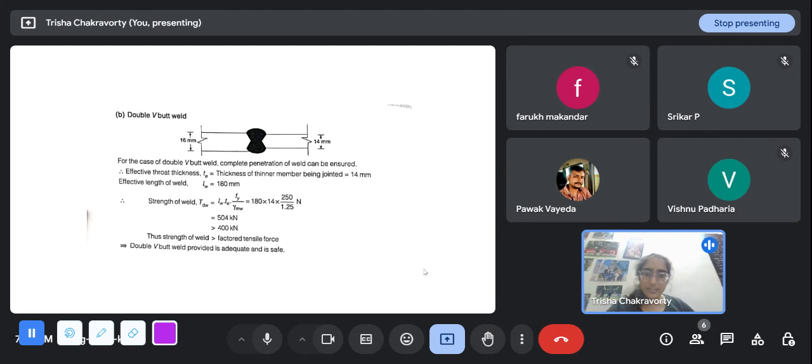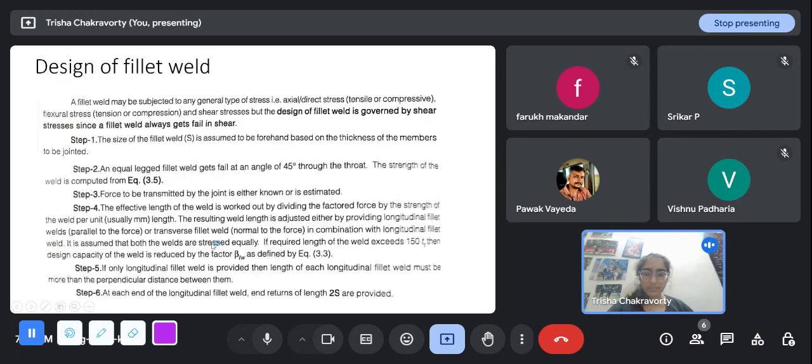So here the LW remains the same. TE is 14 mm, and this 504 is greater than 400. That is, the design strength of the weld is greater than the factored tensile force. So this is safe. This is how we design butt weld.